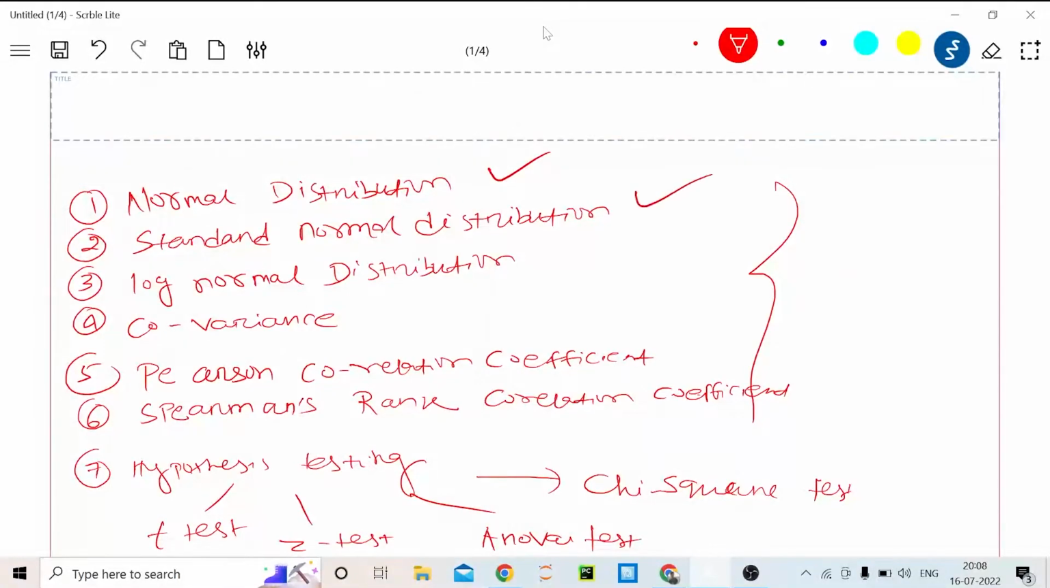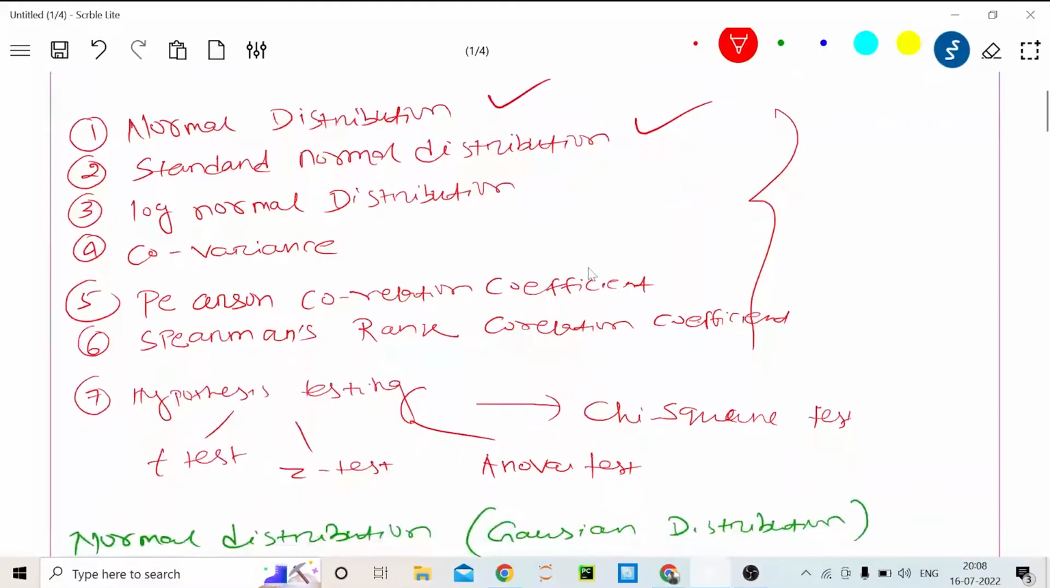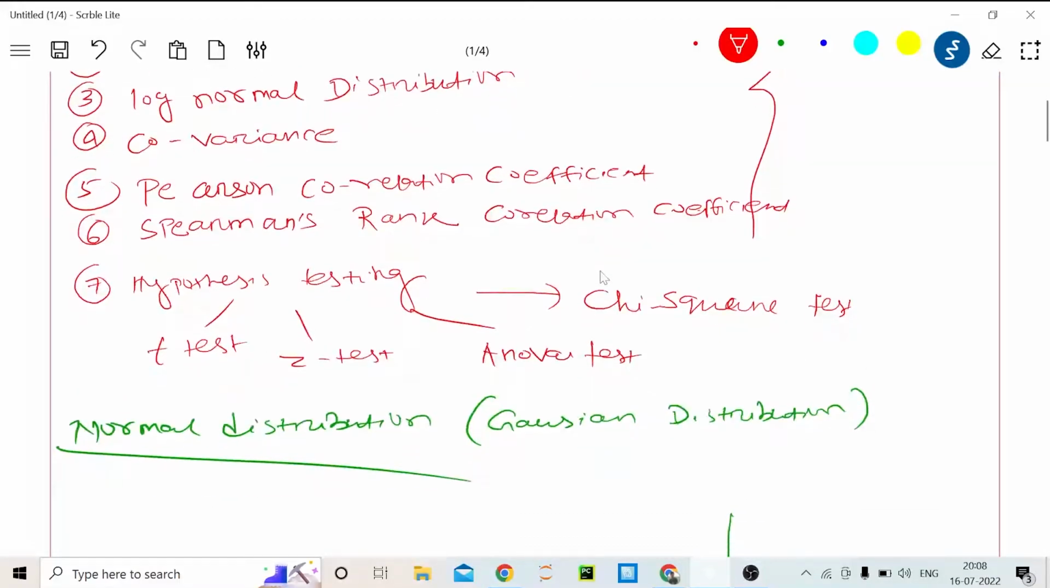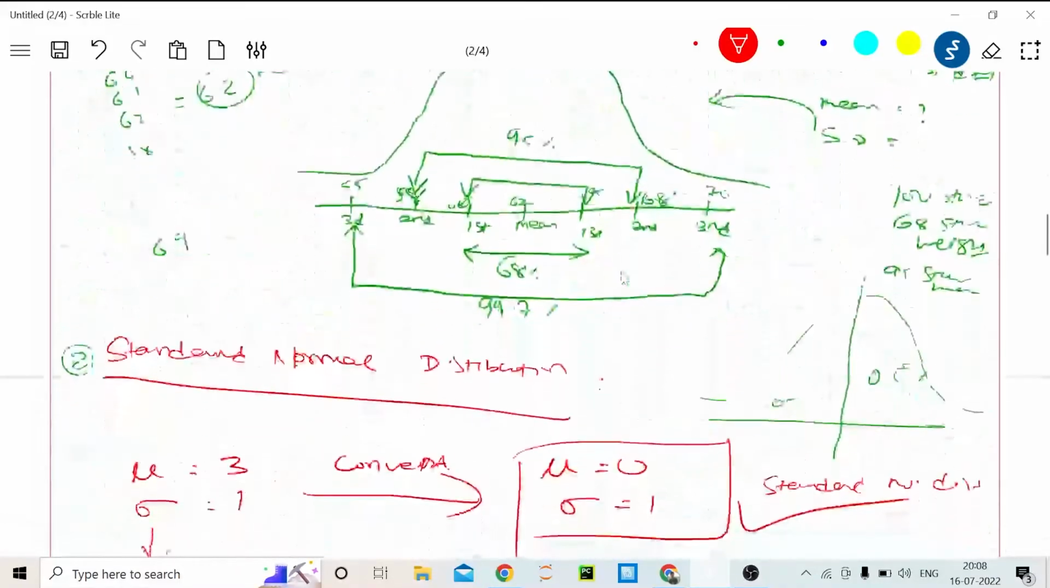After that, we may start the log normal distribution. Any doubt from normal distribution or standard normal distribution, you may ask me, or else tell me and I will continue to the next, log normal distribution. Yes, sir, I can proceed. Okay, no doubt. We have covered normal distribution and standard normal distribution. After that we will learn log normal distribution.